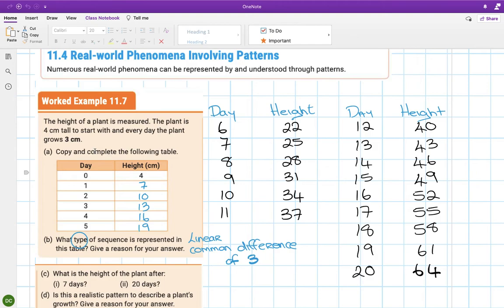Okay, so the question, you can just see it there on the left. What is the height of the plant after 17 days? There it is there. So it was 25 centimeters tall after 7 days. And then what is the height of the plant after 20 days? There it is there, 64 centimeters.